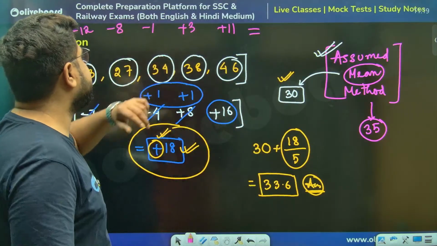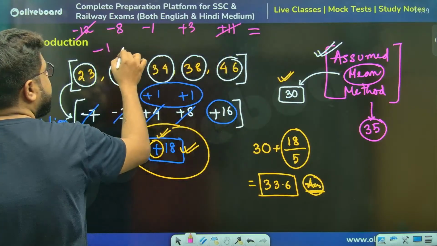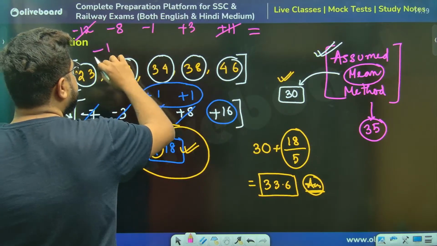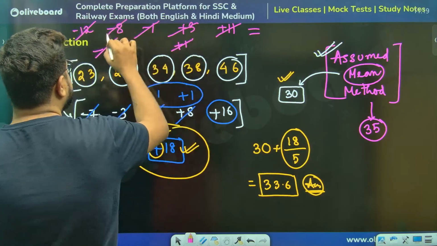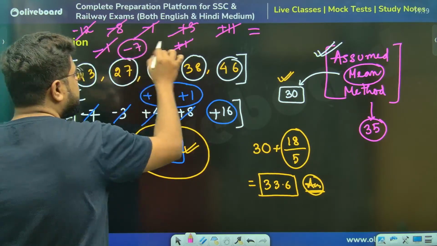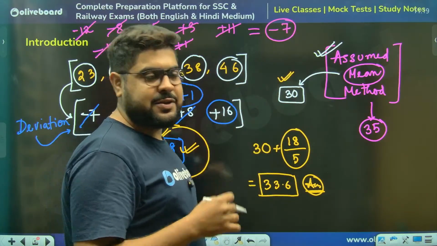Sir, calculate the deviation. This will be the total deviation. So minus 12 plus 11, that is minus 1. So minus 1, minus 1, minus 2 plus 3, that is plus 1. Plus 1 minus 8, sir, minus 7. So the total deviation we got is minus 7. Right? You see the average.